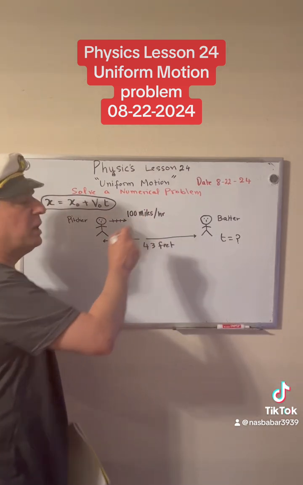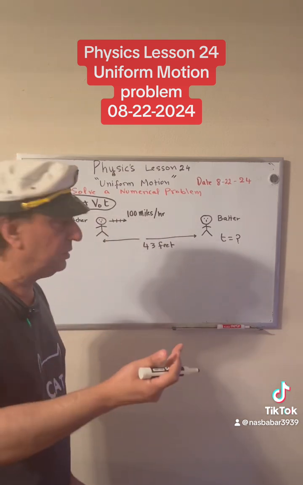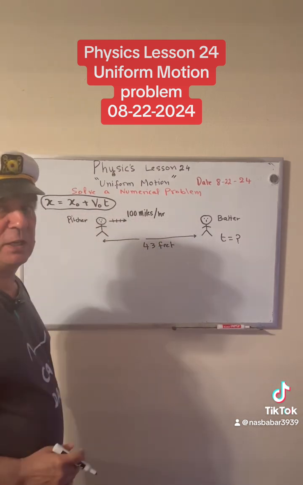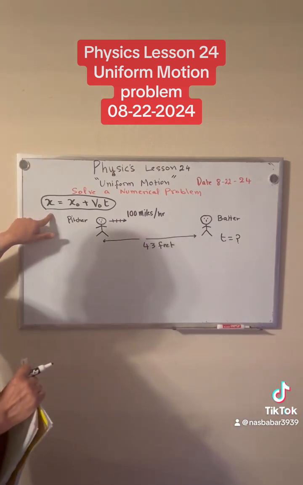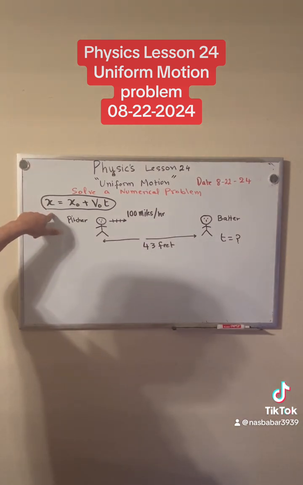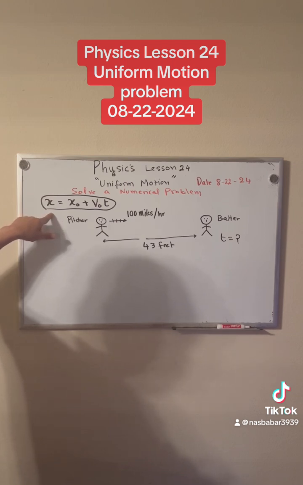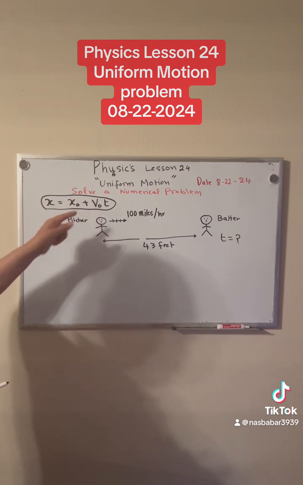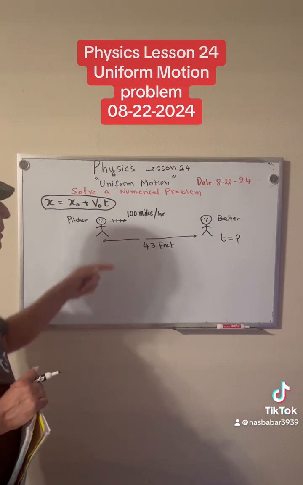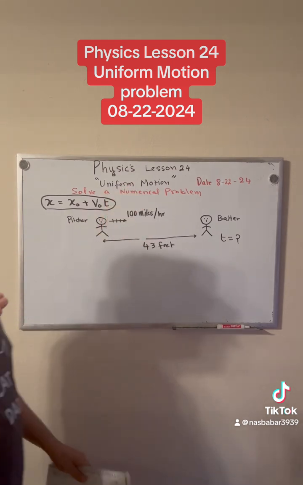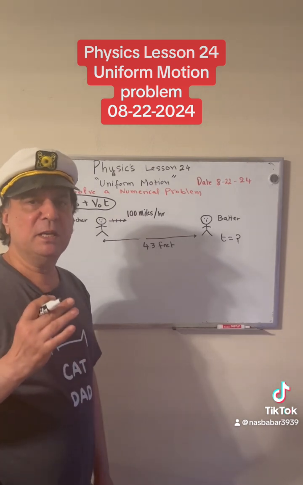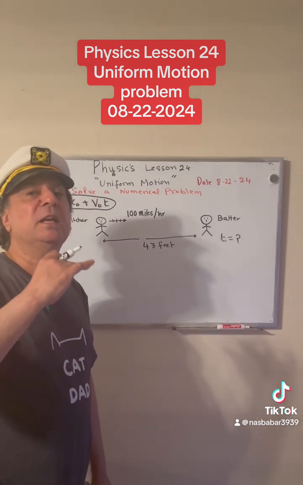This 100 miles per hour has to be converted into meters. 43 feet has to be converted into meters because you can't mix and match. You can't just use the formula which I introduced in my last section and plug in everything, because then your answer will be wrong. Units have to be the same. So let's go ahead and show you how we can make the units in meters.